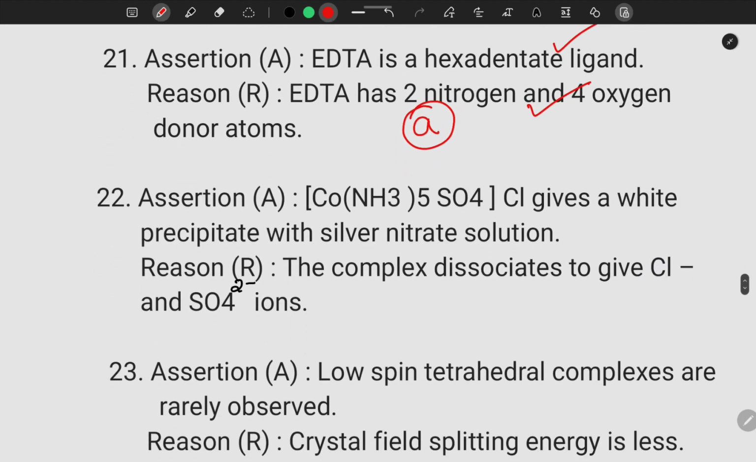Next, [Co(NH3)5SO4]Cl gives a white precipitate with silver nitrate. That's a correct statement because chlorine is outside. When we add silver nitrate, white precipitate of silver chloride will be precipitated. So that's correct. The complex dissociates to give Cl minus and SO4 2 minus. That's a wrong statement because sulfate is inside the square bracket, so that will not ionize. Assertion correct and reason wrong. Our option is C.